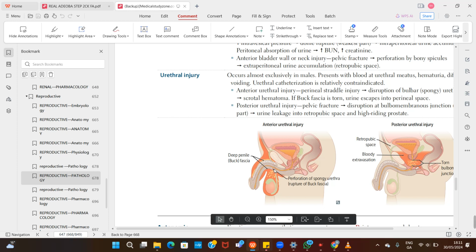Especially if the trauma is very extensive. If the trauma is not extensive, and you just have a partial tear, by the time you put in your catheter here to drain the urine, it will heal up after a few weeks. You don't need to do any surgical repair, right?